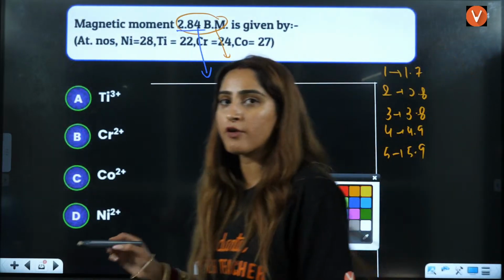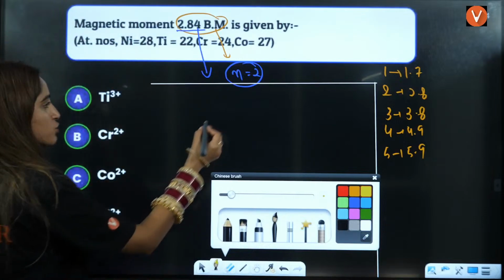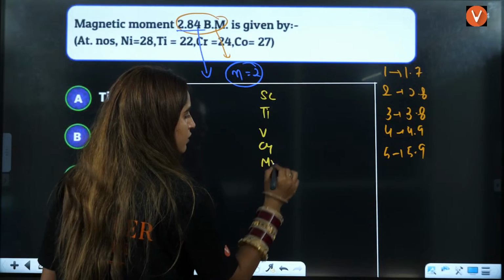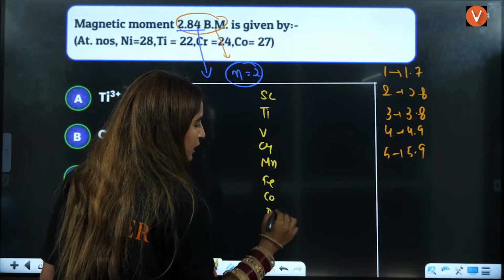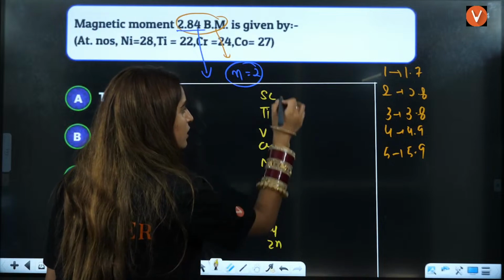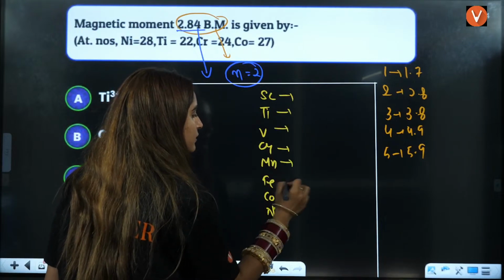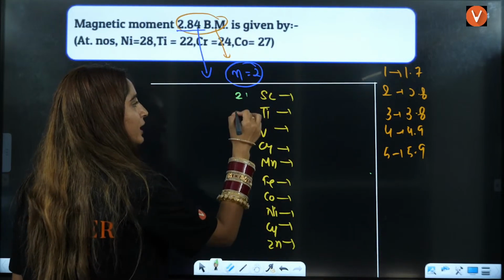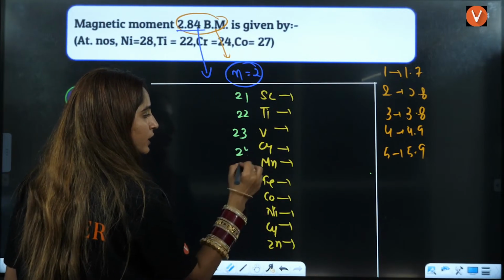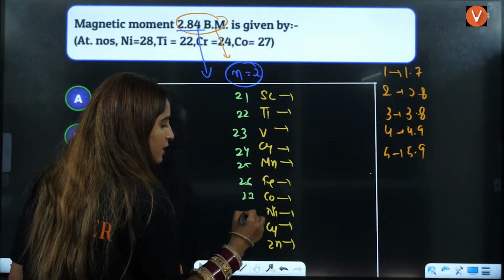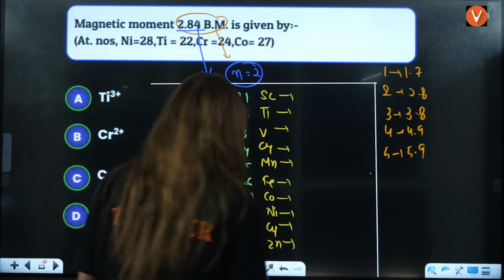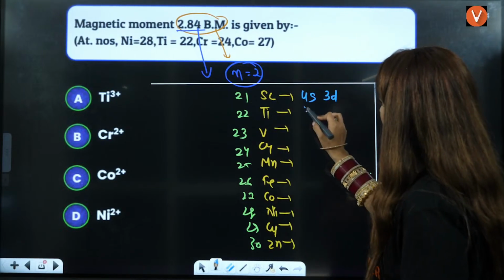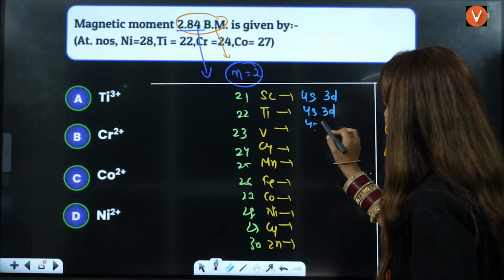One more thing you should always remember is the 3d series: Sc, Ti, V, Cr, Mn, Fe, Co, Ni, Cu, Zn. That is 21, 22, 23, 24, 25, 26, 27, 28, 29, 30. Right here, this is 4s 3d, 4s 3d, 4s 3d.